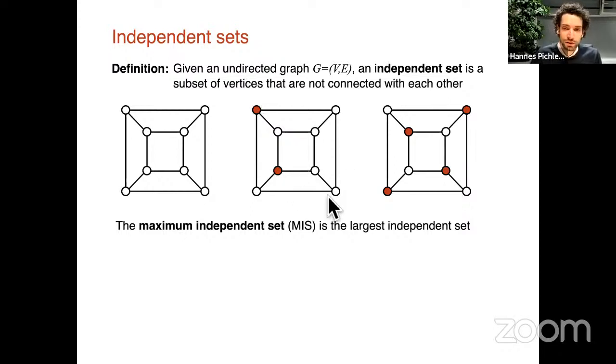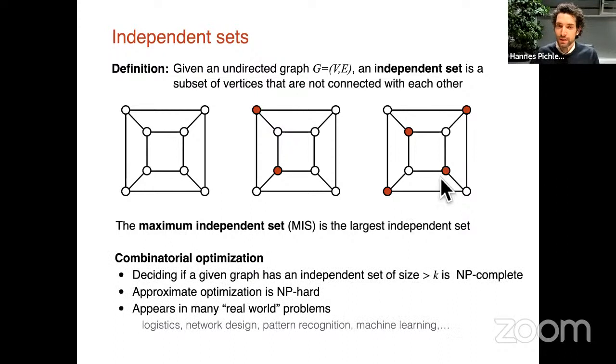On this toy graph here, I indicated two different independent sets with red vertices, and the one here on the right is indeed the largest one. For this simple small graph, it's very easy to double check that this is indeed the largest one there is. But of course, if I make the graph larger and larger, the problem will pretty soon become very hard.